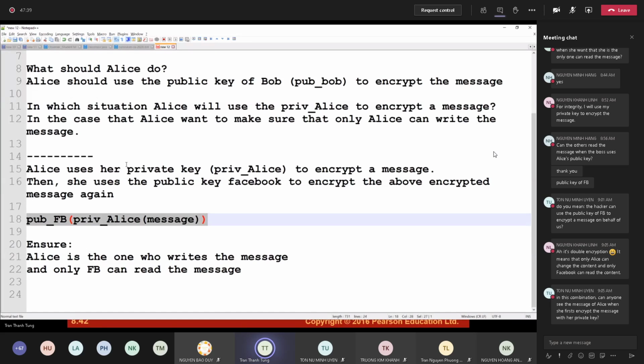So it is wrapped by the other part, so that we ensure the message of Alice cannot be read by anyone else. Before you can access it, you have to use the public key of Facebook and the private key of Facebook in order to open the first envelope. So it's not possible for everyone to read it if you encrypt it this way. Okay, Uyên?